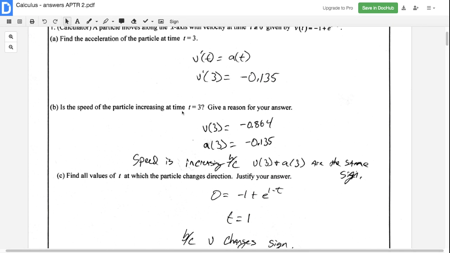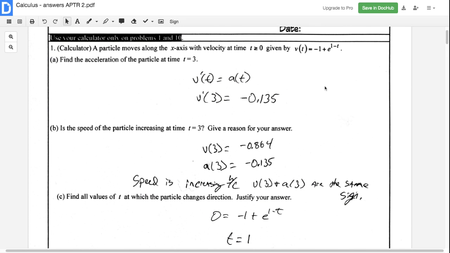Is the speed of the particle increasing or decreasing at t equals 3? Remember, if you're going to talk about whether or not speed is increasing or decreasing, I need to look at the velocity and I need to look at the acceleration. We just saw that the acceleration is negative 0.135. For velocity on that calculator page, all you have to do is press variables to get F1, stick 3 inside of it, press enter, it's going to give you that. Notice that both of these signs are the same, so that means that speed is increasing, so make sure we justify that.